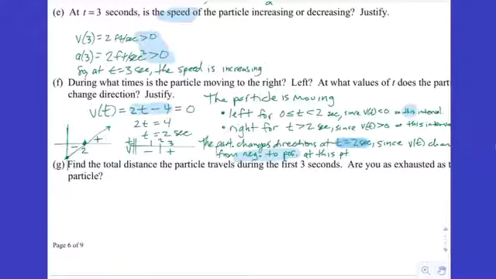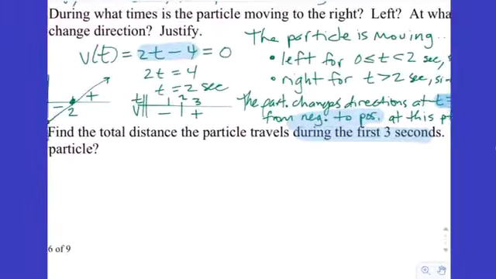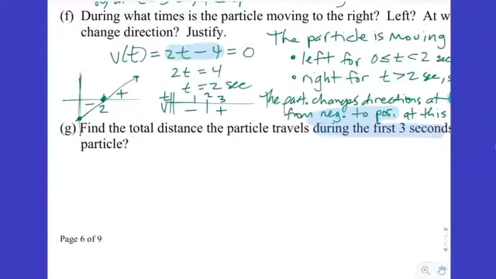Okay, part G. Find the total distance the particle travels during the entire first 3 seconds. Find the total distance. How are you going to figure out the total distance it travels? We want not the net displacement. We don't want the net change in position. We want the total gross movement. If it went 3 to the right and then 3 to the left, its displacement was 0, but it traveled 6 units. That's what we want to know. Anybody know how to do that?